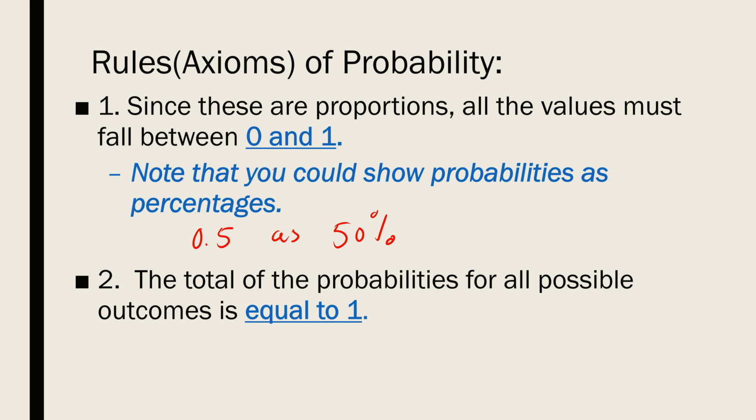The trick is to use 0.5 times 100, and you will get 50. Then you just add the percentage symbol. Second, the total of the probabilities for all possible outcomes is equal to 1.